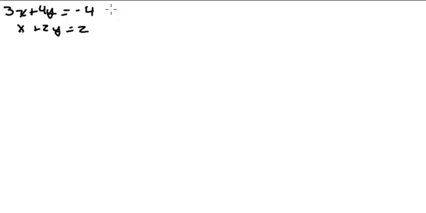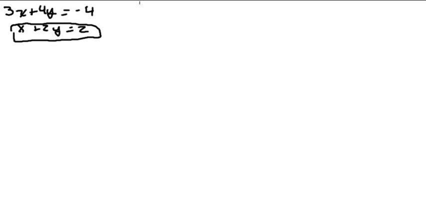To solve a system of equations by substitution, you pick either equation, doesn't matter which one, and either variable, x or y, doesn't matter which one, and you solve for that variable. So you should pick the equation where it looks like it'll be easiest to solve for either x or y. In this example, this equation certainly looks a little easier to solve for x.